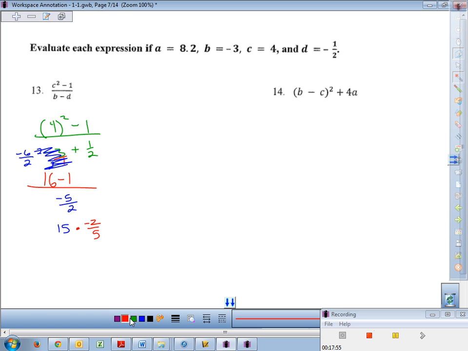To multiply fractions, it's very, very easy. You do not need a common denominator. You just kind of think of them both as fractions. Numerator times numerator. Do you all know what 15 times negative 2 is? Negative 30. And 1 times 5 is 5. It is the first day of school. 1 times 5 is 5, right? So you got negative 30 over 5, which can be simplified to negative 6.